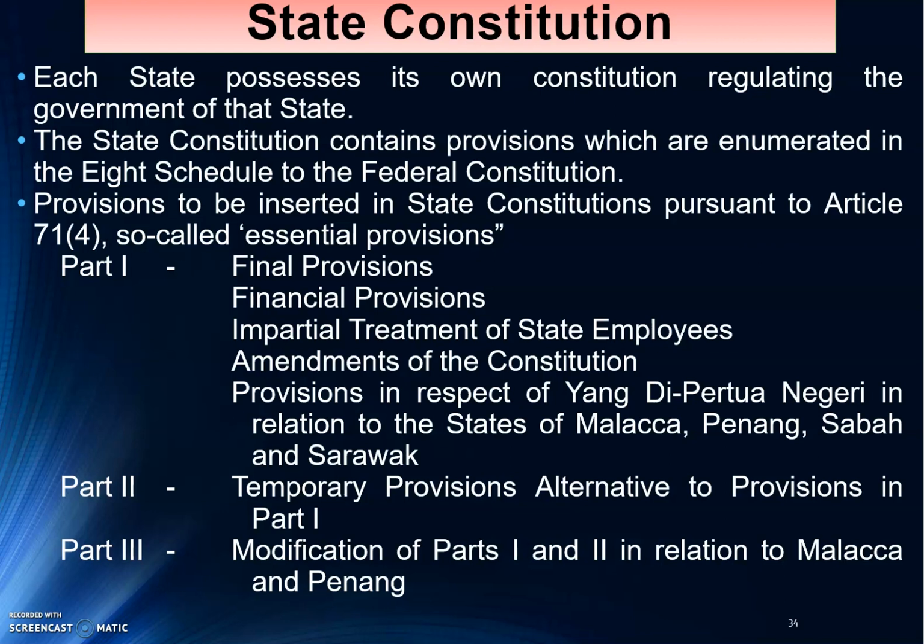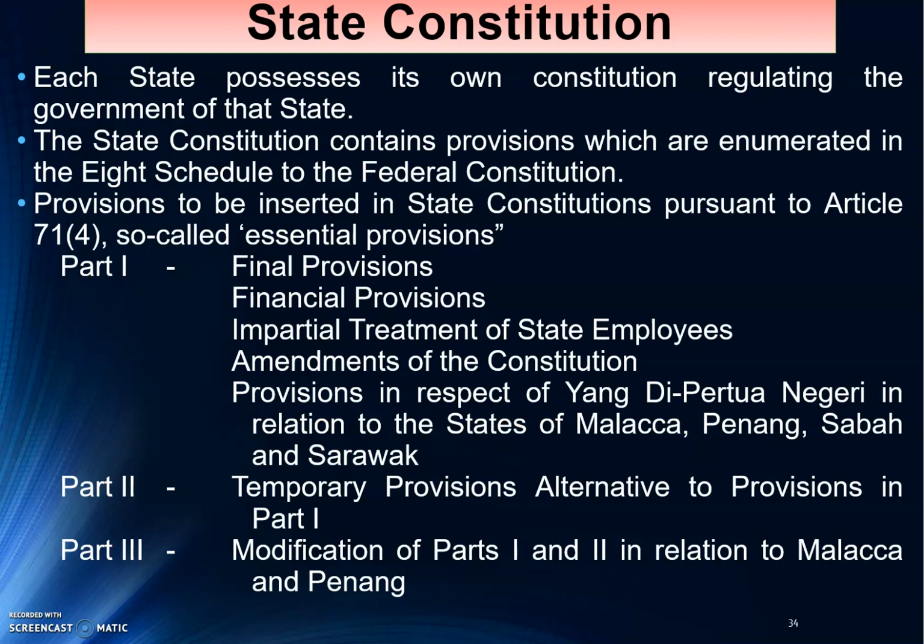So basically, this particular schedule, okay, they have these so-called essential provisions that they must put in, which is governed by Article 71, Clause 4 of the Federal Constitution. So the essential provisions that you must have in the state constitution are the first one, rulers to act on advice. Second one, executive council. And lastly, the state legislature.